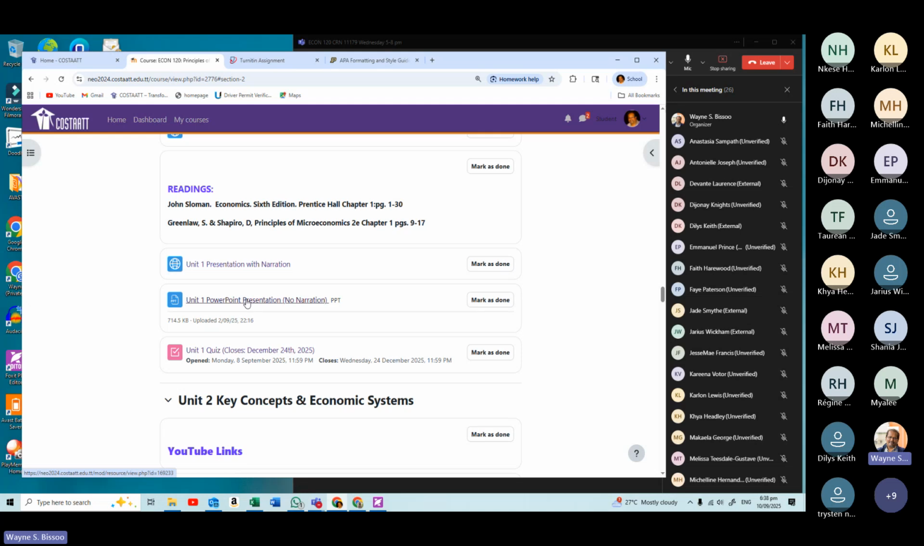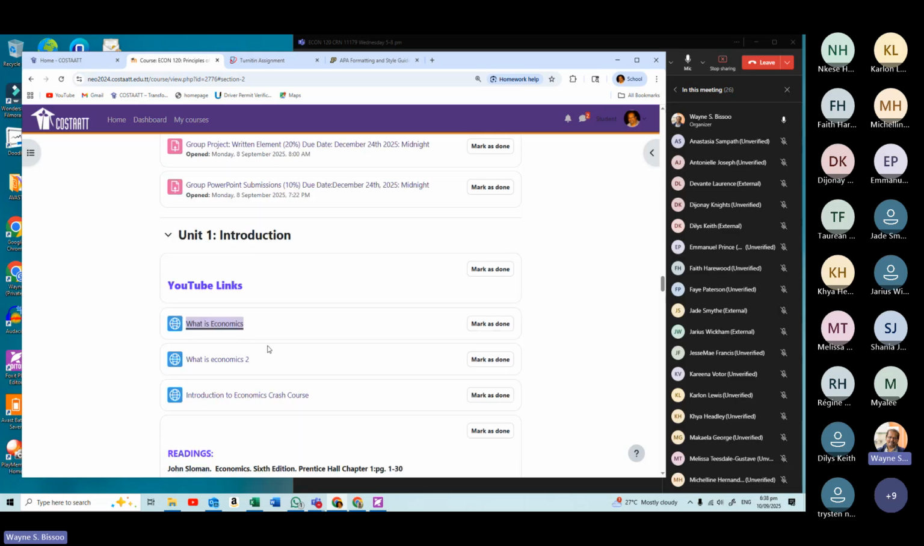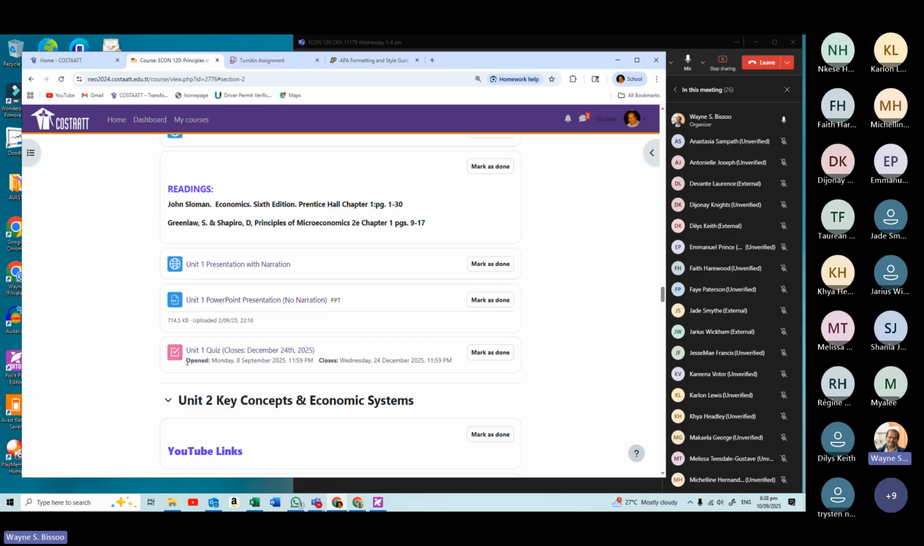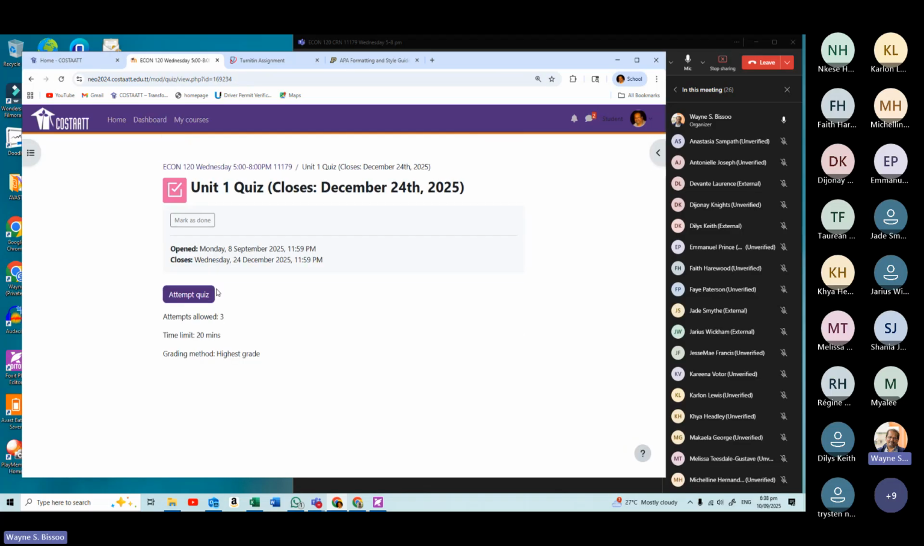And that all of this is the information necessary for Unit 1. At the end of Unit 1, you'll see a unit quiz. Once you've gone through the material and you feel comfortable with it, you'd notice that the quiz is open already, and it closes on the 24th of December. So you click on the quiz, and you can attempt the quiz.